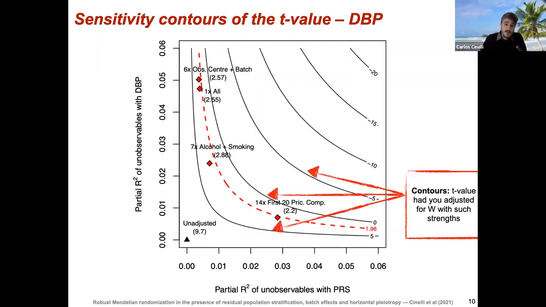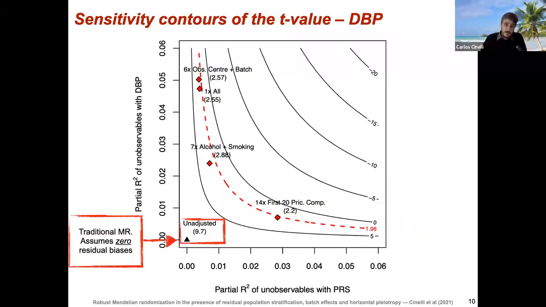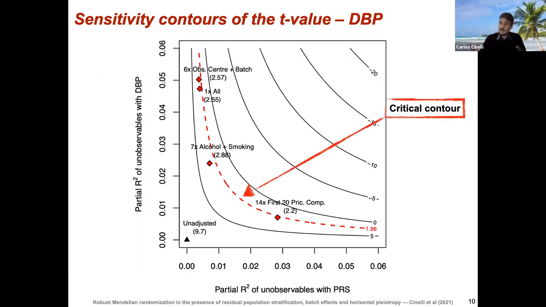So now the contour lines are showing us the exact adjusted t-value you would have obtained if you had adjusted for W with such strengths. Starting from the bottom left, we have the traditional MR result, assuming zero residual biases. And as we move along the diagonal, we are hypothesizing residual biases with increasing strength that can eventually make our MR estimate statistically insignificant, right? So here we have the critical contour line at 1.96, which is the 5% significance level. But of course, you can adjust that for any significance level that you think is relevant to your study.